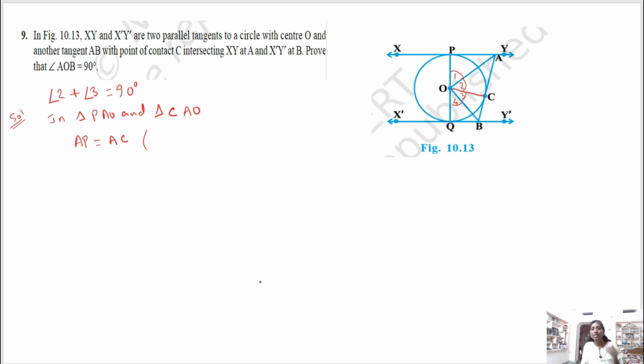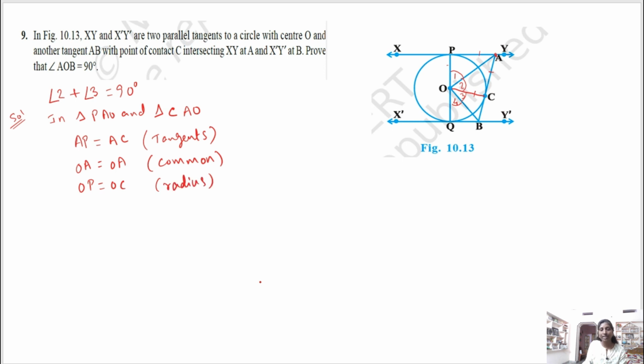These are the tangents drawn from the external point A. You can see here AP is equal to AC. And we can see that OA is equal to OA because it is common side. One more thing is equal here, what is that? OP is equal to OC, which is the radius of the circle. What is the reason? Radius.